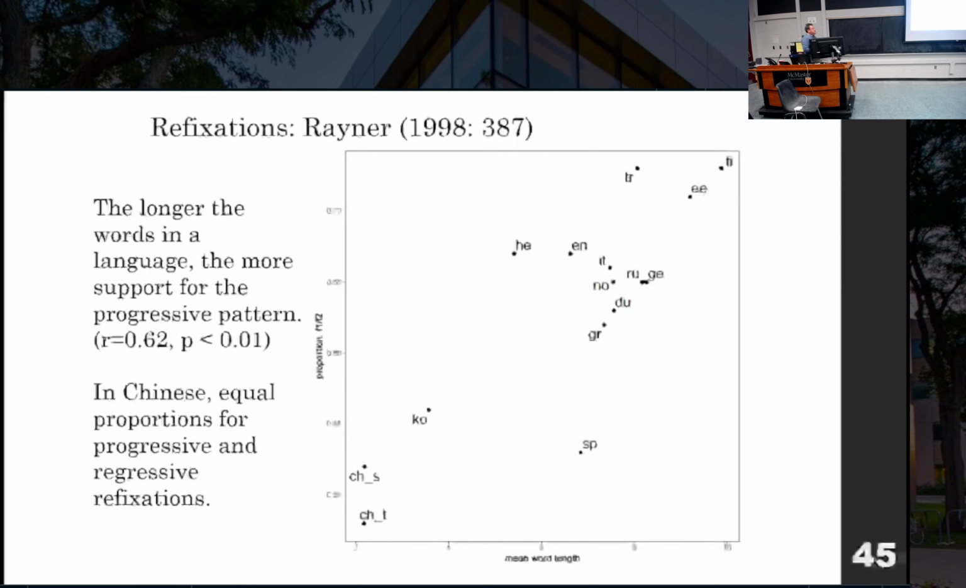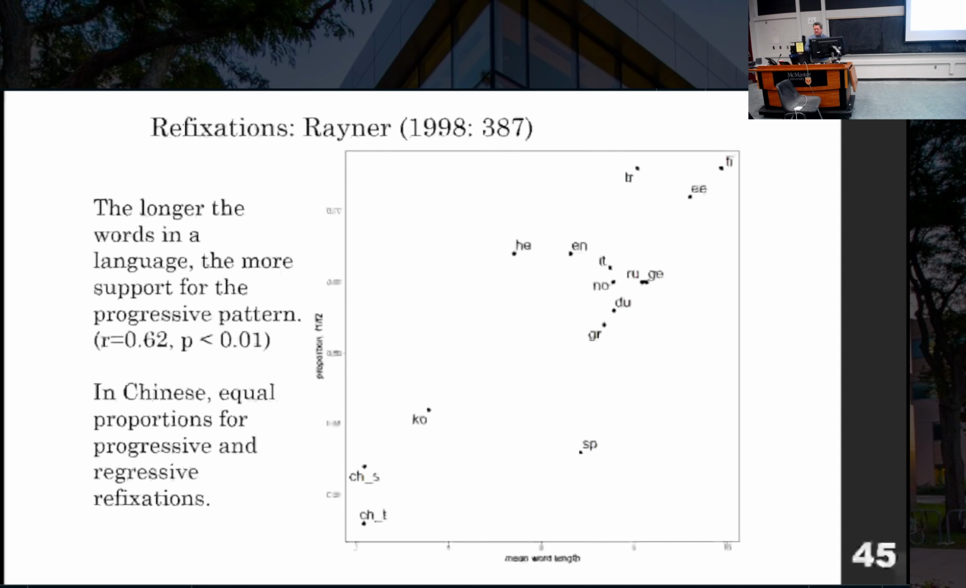So we have a plot here where the mean length of the word in the language is on the horizontal axis, and the proportion of the most common scenario is on the vertical. And you see a pretty strong correlation of 0.62, where scripts like Chinese, simplified and traditional, are almost at chance in which of the patterns is preferred. And long languages like Turkish and Finnish and Estonian are over 70% in the preference of the pattern that Keith Rayner named the most common one.